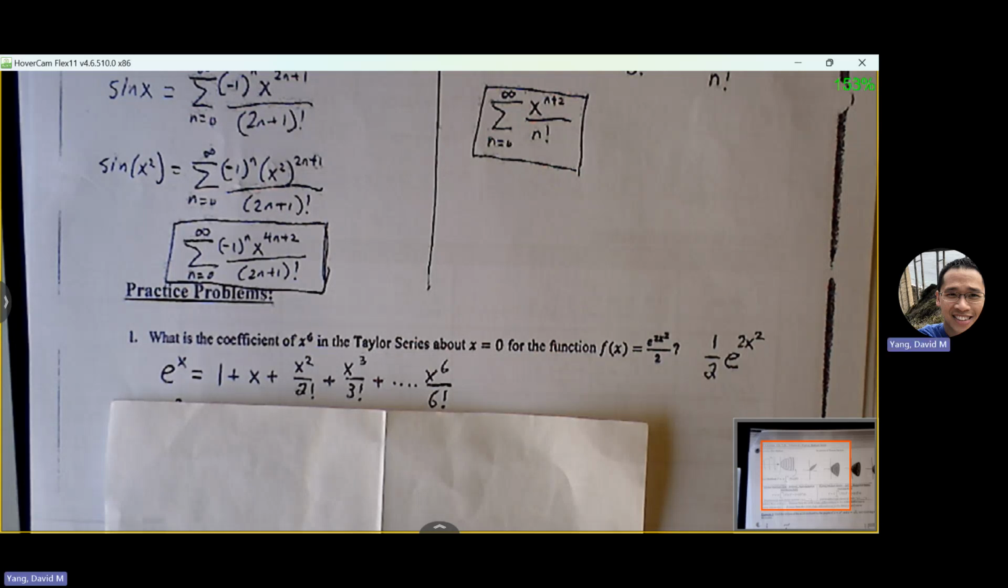Oh, how do I get from? So basically, I'm just making a substitution. So you know how e to the x is here, right? So e to the 2x squared would just be replacing all these with 2x squared.